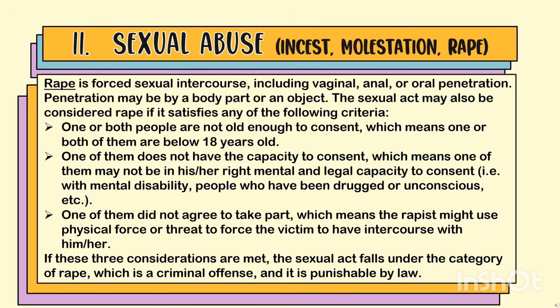One or both people are not old enough to consent, which means one or both of them are below 18 years old. One of them does not have the capacity to consent, which means one of them may not be in his or her right mental and legal capacity to consent, like with mental disability, or people who have been drugged or unconscious. One of them did not agree to take part, which means the rapist might use physical force or threat to force the victim to have intercourse with him or her.